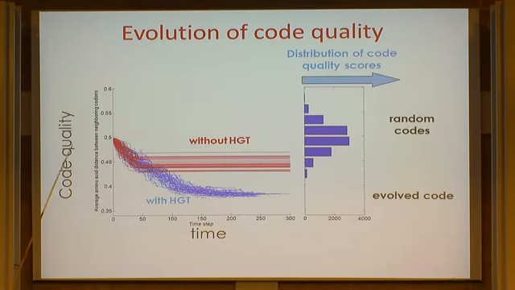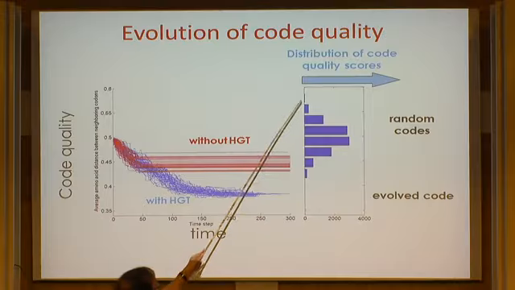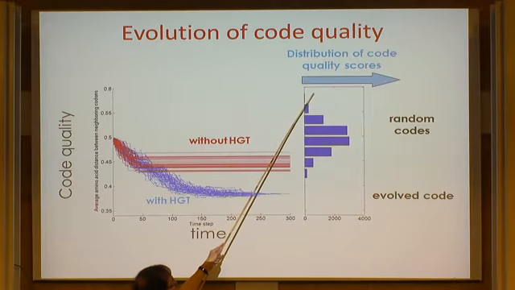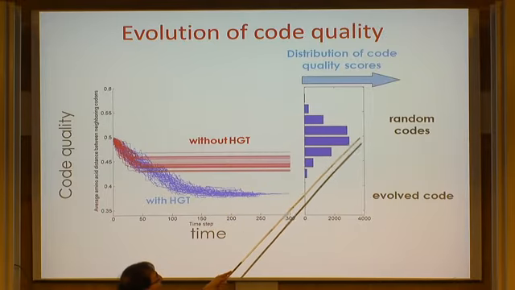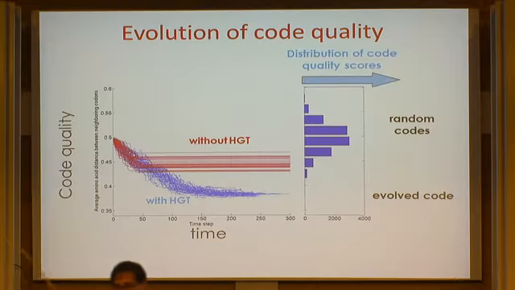Okay, so here are the results. On the vertical axis, I'm plotting the quality of the code, in this case the average amino acid distance between neighboring codons, and along the horizontal axis is time. And then we're going to do the calculation in two different ways, one with regular vertical Darwinian evolution and one with horizontal gene transfer.